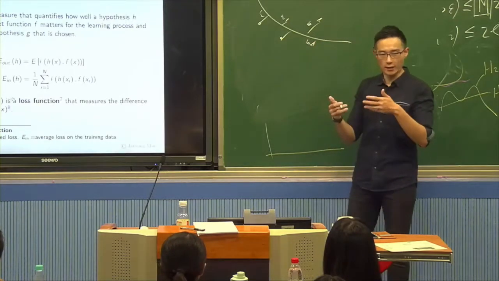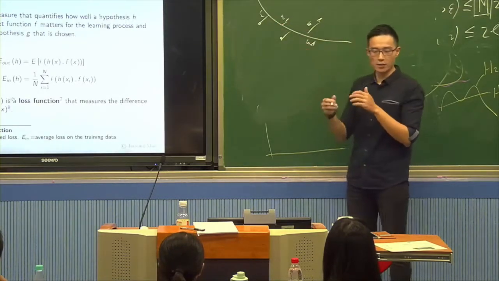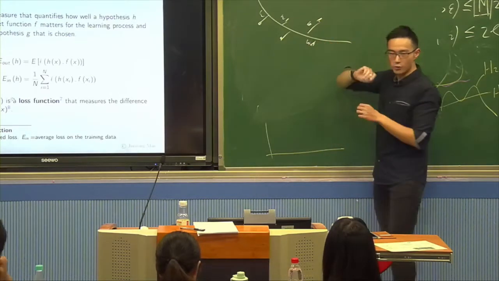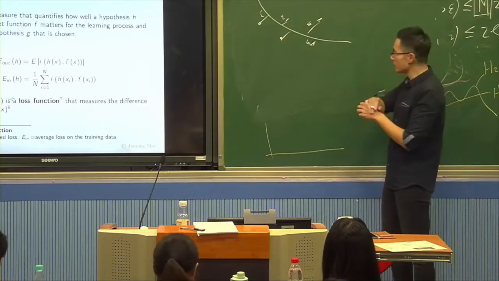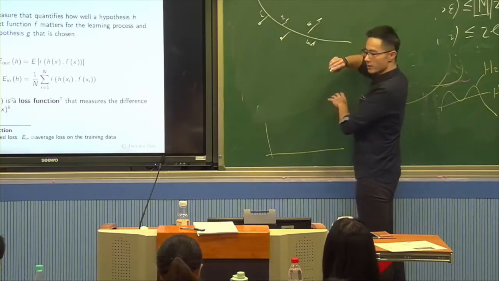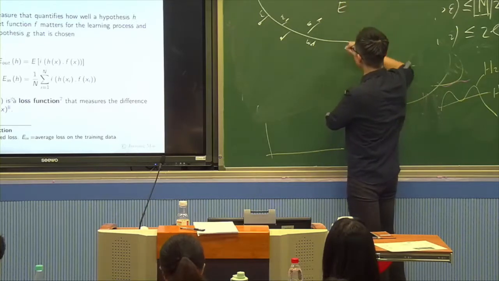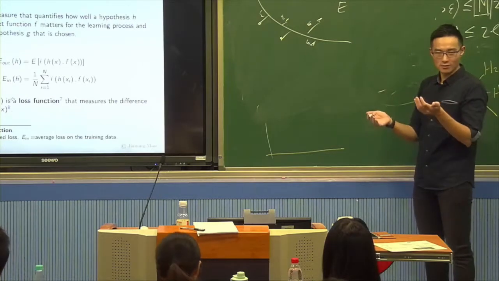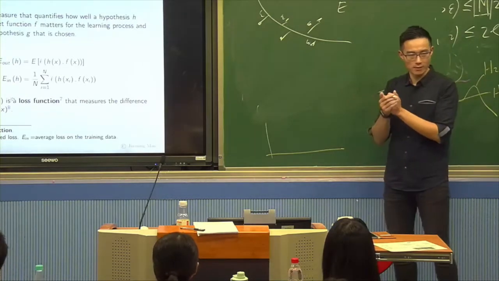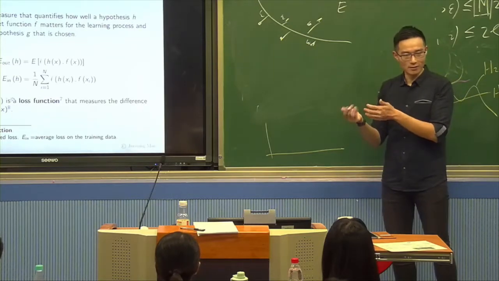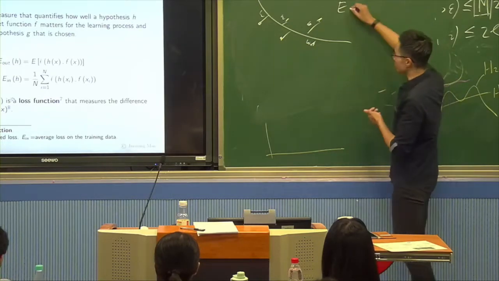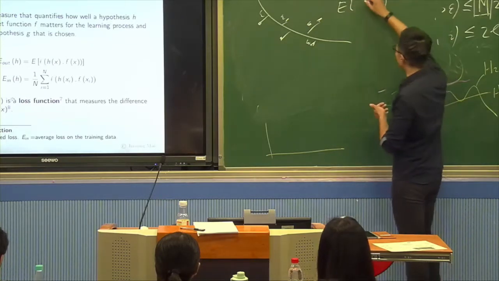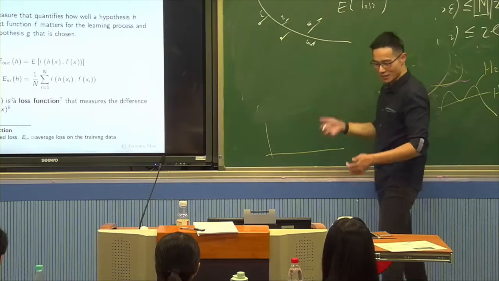I need to find a way to combine these errors into something I call the error function. The error function calculates how much error I truly make by using this hypothesis function. When I say E out, E in, E test, that's the error function. That's just how much error the hypothesis makes. But we haven't formally defined what the error function is. The error function essentially is the expectation of what we call the loss function. So the error function is the expected loss function.